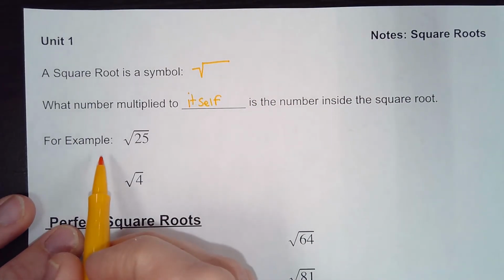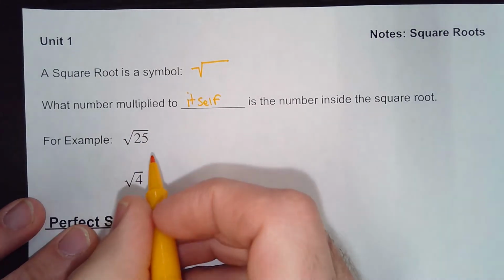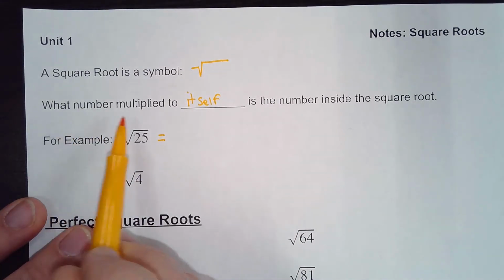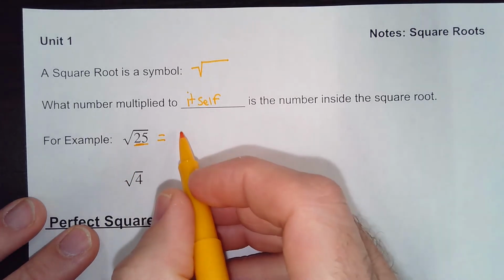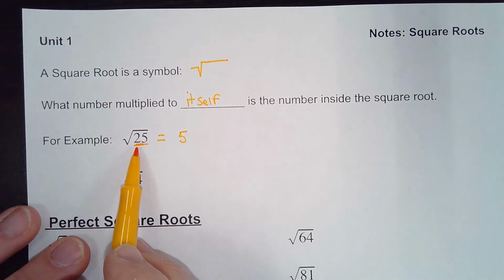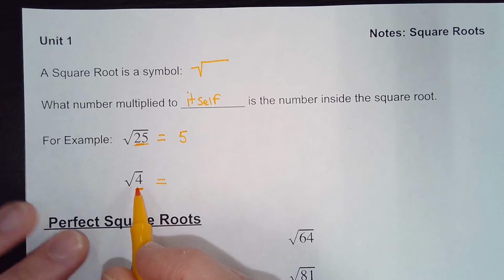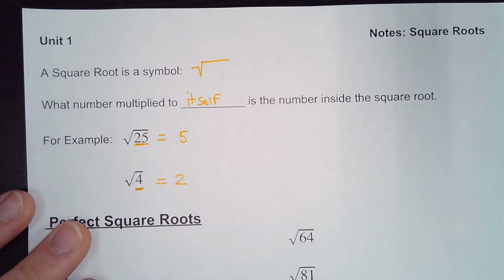So for example, let's look at this. First of all, we would say this is the square root of 25. So the square root of 25 is what number multiplied to itself is 25. So what number can I multiply with itself to make 25? So the square root is 5, because 5 times 5 is 25. The square root of 4, what number can I multiply together with itself to make 4? So what number times itself is 4? 2 times 2 is 4, so the square root is 2.